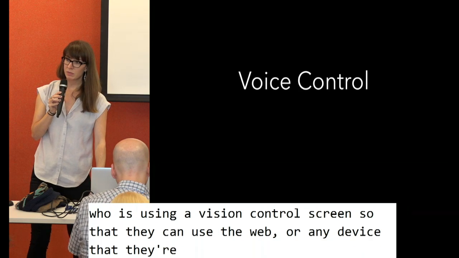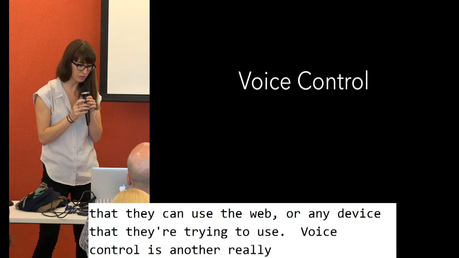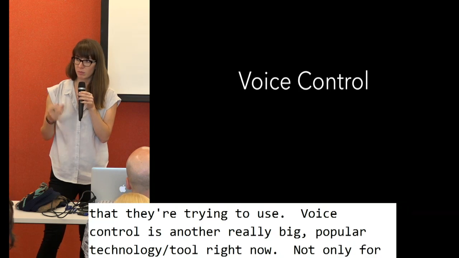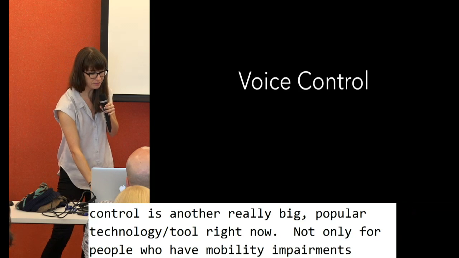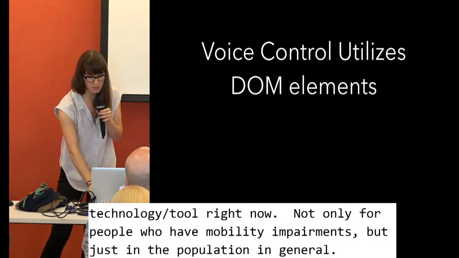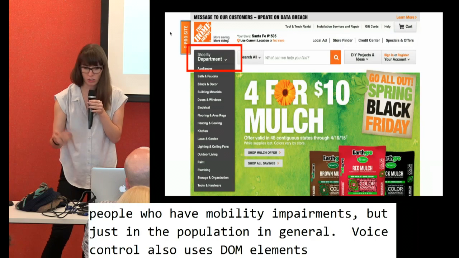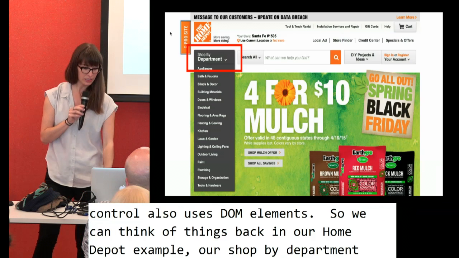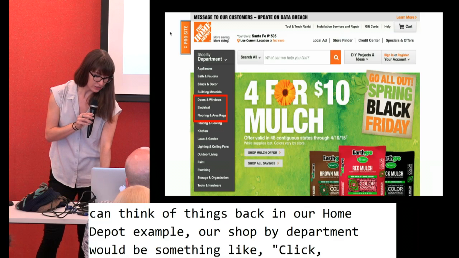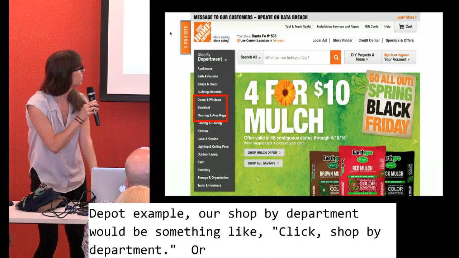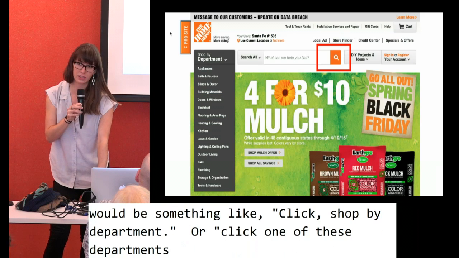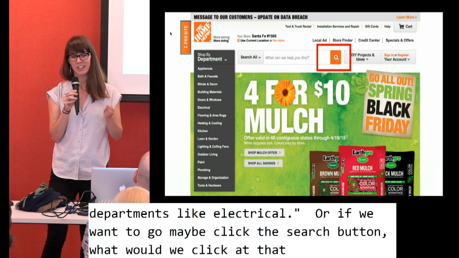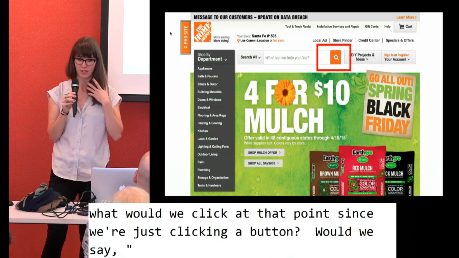Voice control is another really popular technology tool right now, not only for people who have mobility impairments, but just in the population in general. Voice control also uses DOM elements, so we can think of things back in our Home Depot example. Our shop by department would be something like click shop by department, or click one of these departments like electrical. Or if we want to click this search button, what would we say at that point, since we're just clicking a button? Would we say click button? You don't know that as a user of the site.